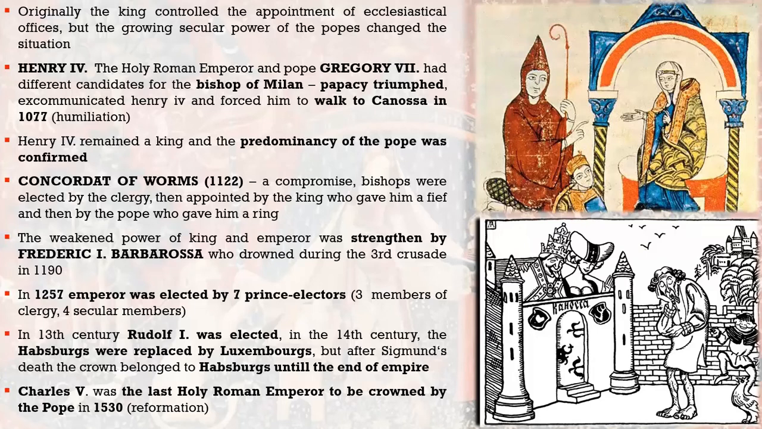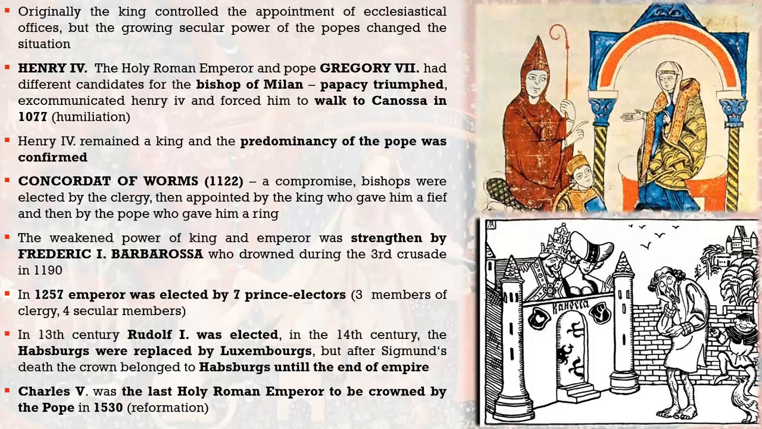The very last emperor to be crowned by the Pope was Charles V. It was in 1530 when the Reformation took place. The Reformation, which mostly took place in the Holy Roman Empire, will be next year's topic, so we will stop there just before the Reformation. This last information that was mentioned is just good for the chronology, so we will know what happened after the Concordat of Worms and so on.